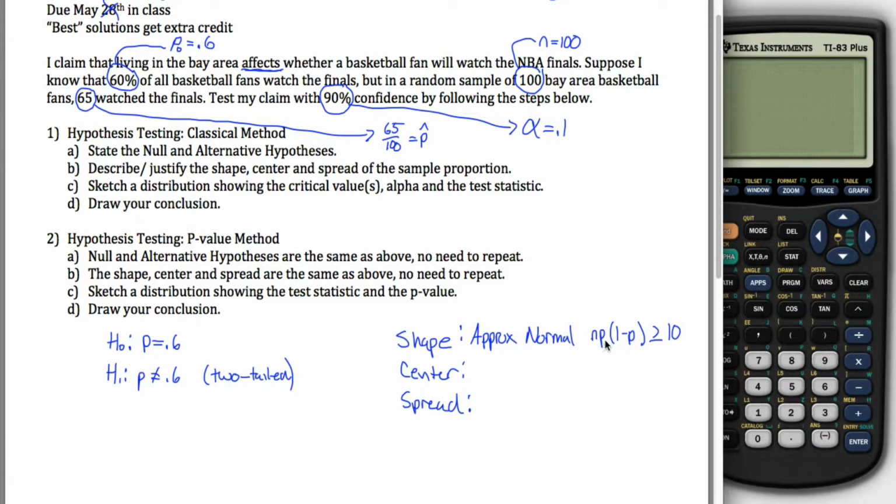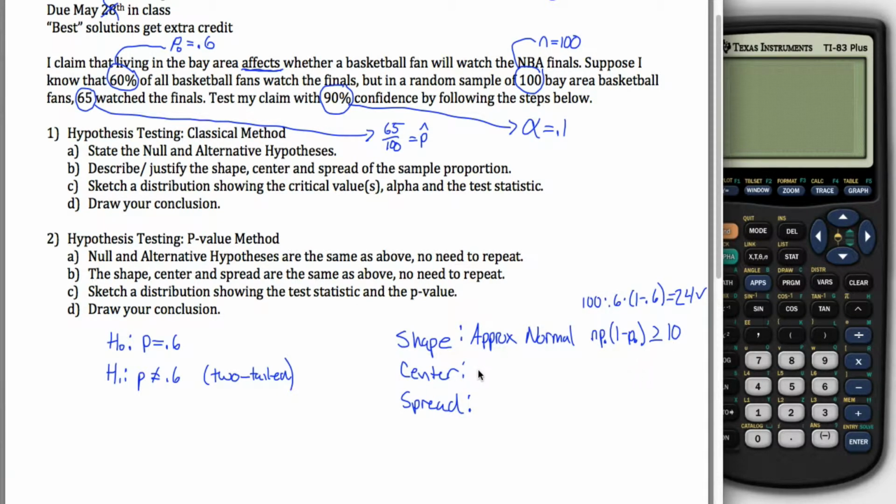So you can put p naught in there if you want, or you can leave it as p, I don't really care. We're going to assume that p equals p naught, so it doesn't matter what you use, they're the same thing. And if you check this out, n is 100, and 100 times 0.6 times 1 minus 0.6 is equal to 24, which sure enough is greater than or equal to 10.